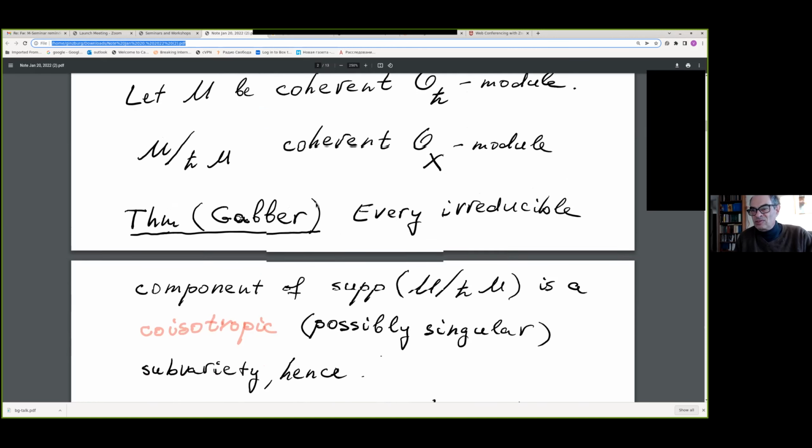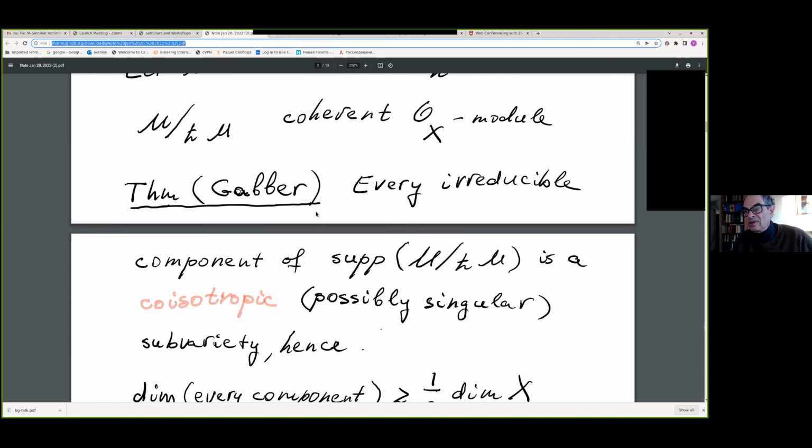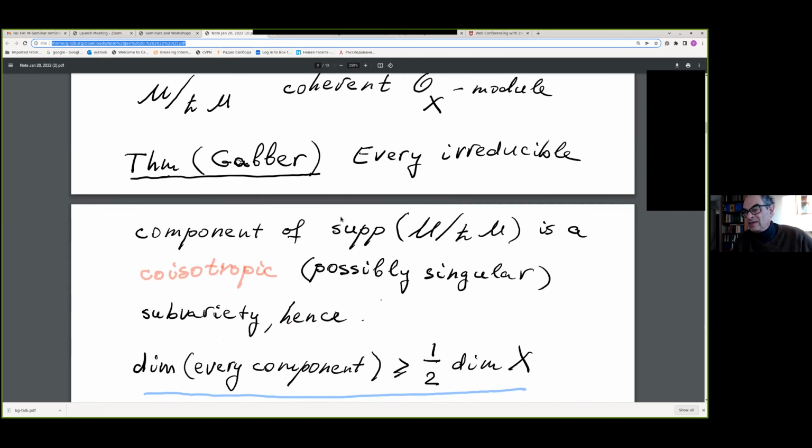Then the first result, which is classical and like 40 years old, I believe, is due to Gabber, which says that the support of the classical sheaf M mod h bar cannot be arbitrary. It cannot be very small. The support may be reducible, it may have many components, but in fact every component cannot be very small. For instance, the support cannot be a point.